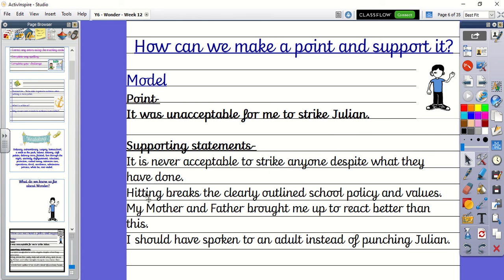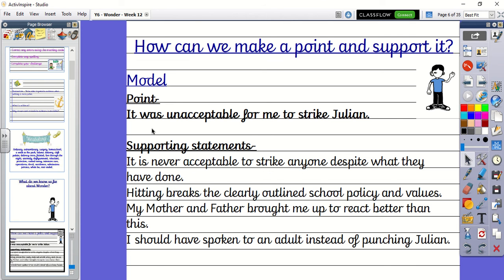So I have got 4 here. So my first one, it is never acceptable to strike anyone despite what they have done. Hitting breaks the clearly outlined school policy and values. My mother and father brought me up to react better than this. I should have spoken to an adult instead of punching Julian. So all of those supporting statements go back to that point of it was unacceptable for me to strike Julian.